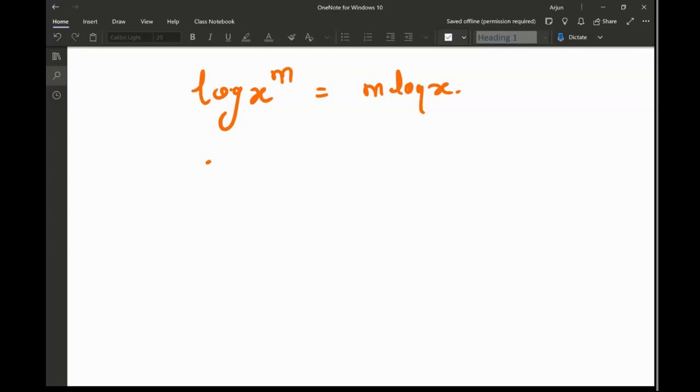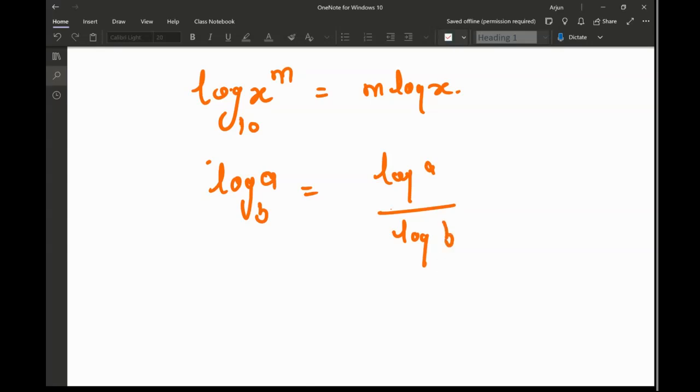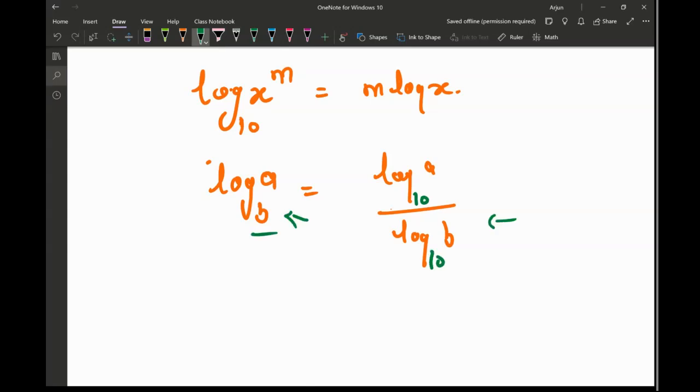And the next thing I want to tell you: if there is nothing written as the base of log, it means the base is always 10. Now that leads me to the next formula: log of a to the base b can be written as log of a divided by log of b. There will always be a base 10 here once you segregate it in this format.